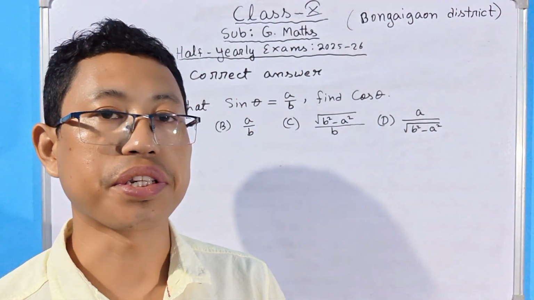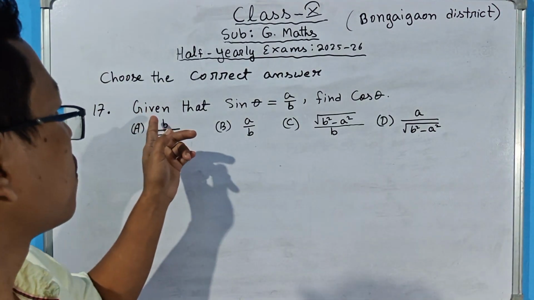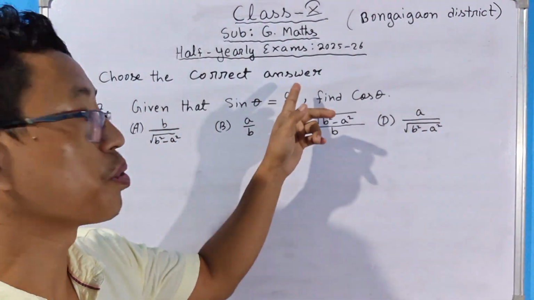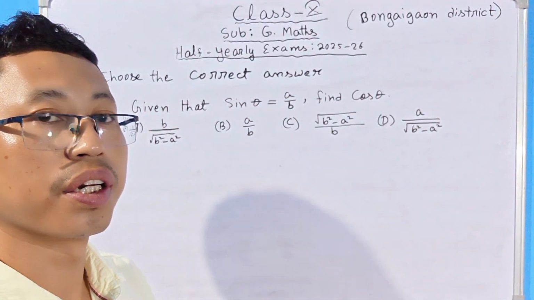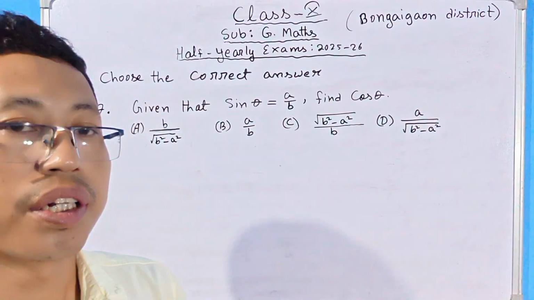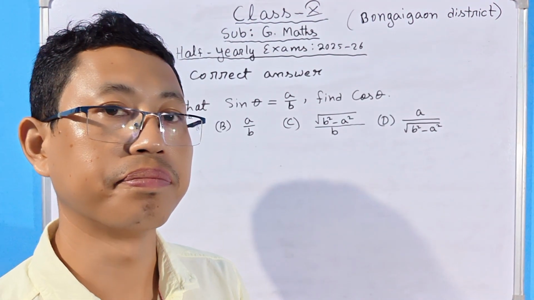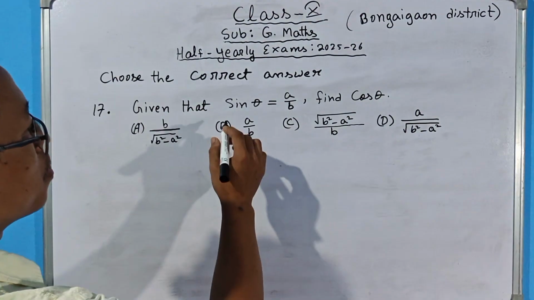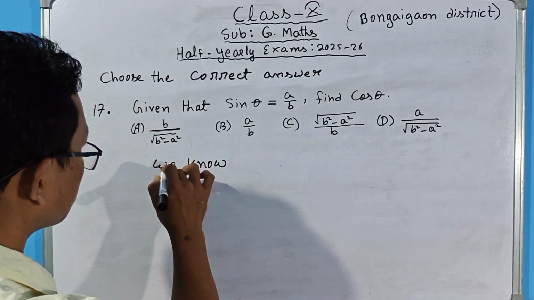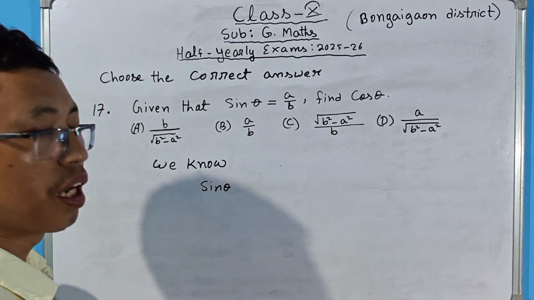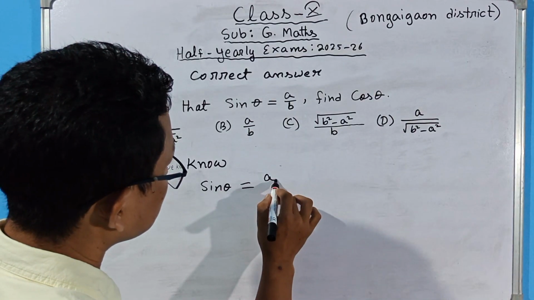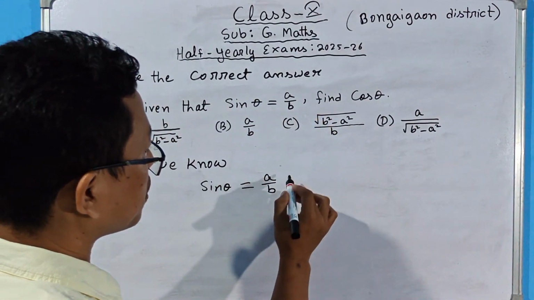Question number 70. Given that sin theta equals A by B, find cos theta. We are going to use a right angle triangle, that is, by using Pythagoras theorem. Clear? We know sin theta is given here equals A by B.